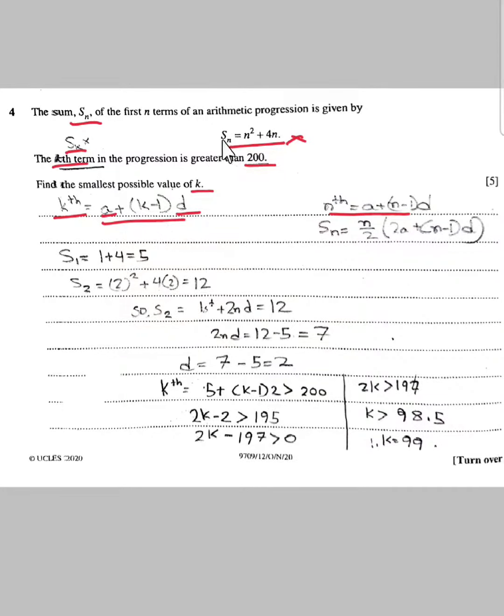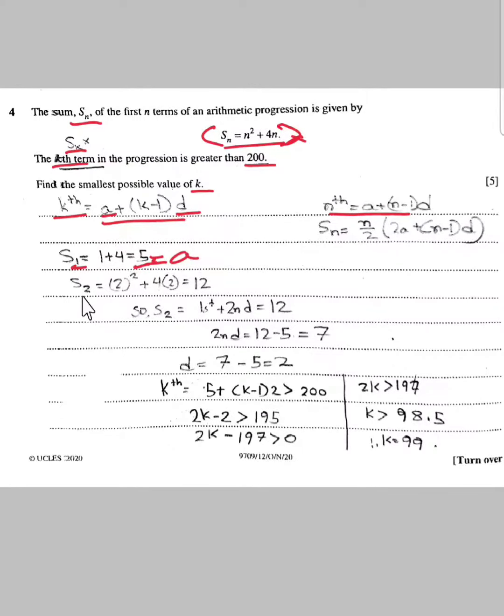So we know that the sum to the n terms formula is this. That means if we substitute the value of n, that is 1, we can find the first term since there is no other variable. So we put the value of n, that is 1, and find the sum of the first term, that is the value of a, that is 5.